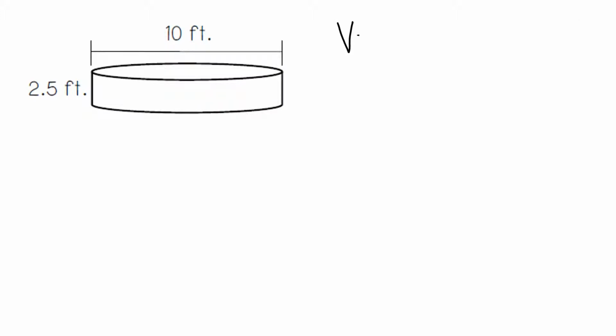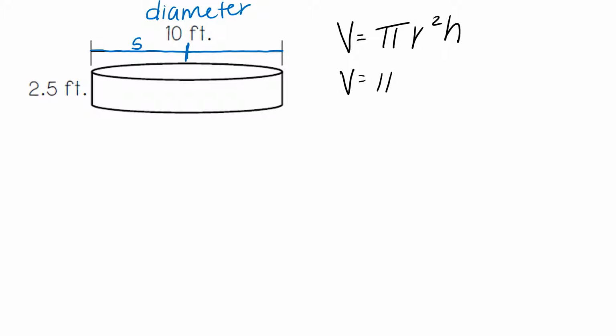For this cylinder, we're using that same equation, V equals pi r squared h. Again, you should notice that this circle line goes all the way across. The 10 represents the diameter. We do not want to use the diameter. We want to use the radius, which is half. So instead of 10, we're going to use half of that. We're going to use 5. 5 squared, and then our height going up and down is 2.5.